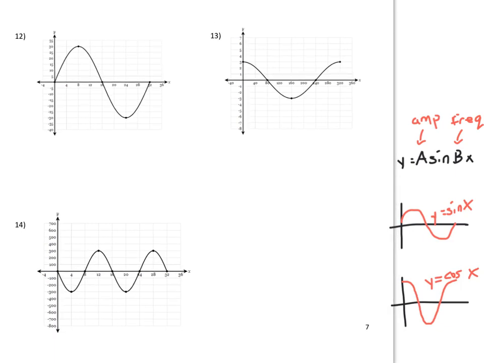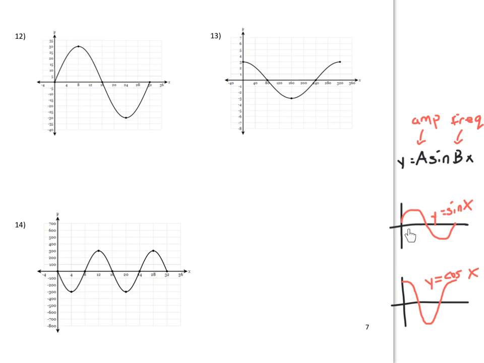Now, if you recall, this right here is the setup of a sine or a cosine function. For now, we're going to learn it gets a little bit more involved, but the number in front of the word sine or cosine is your amplitude, which is the height from the midline of the graph, and the number in front of the x is your frequency, which is the number of complete cycles between 0 and 2 pi.